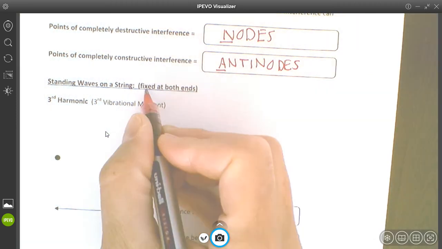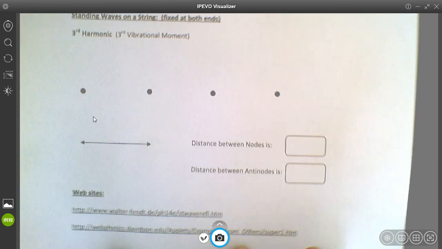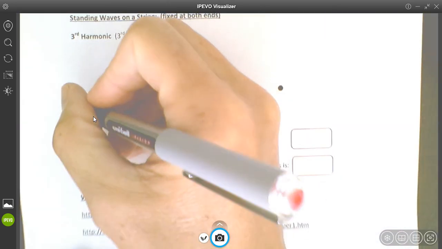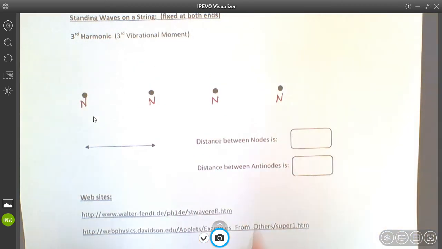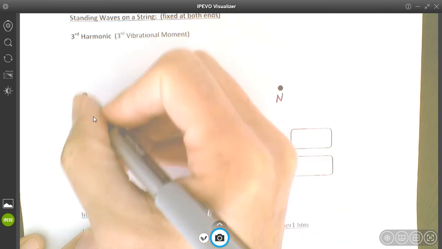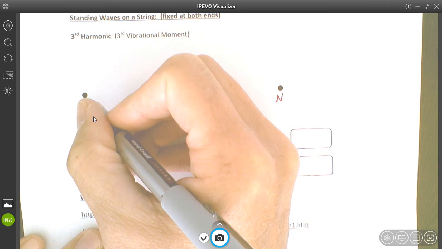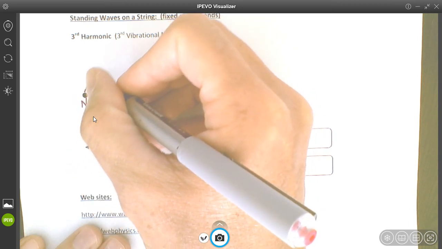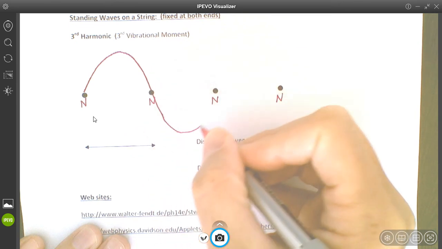So it says here, fixed at both ends. All right, so if it's fixed at both ends, then what you end up with is simply a node at this point, a node here, and a node here. Now it's called the third harmonic or the third vibrational mode because if it starts at a node, it has to end at a node. So that would be the first, the second, and the third. So how you draw these is a little tricky. Some people are really good at it, some people just really are not. Sometimes I'm good, sometimes not.